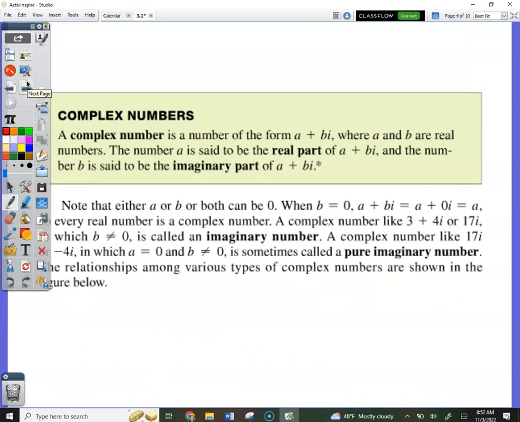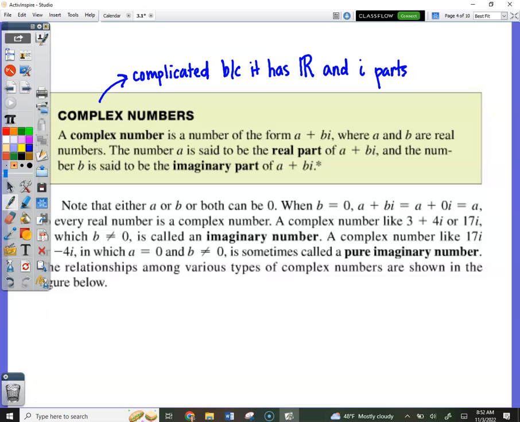What if we have a number that is part real and part imaginary? Well, that would be a really complex situation, right? Complex numbers. Think complicated, because it has real and imaginary parts.